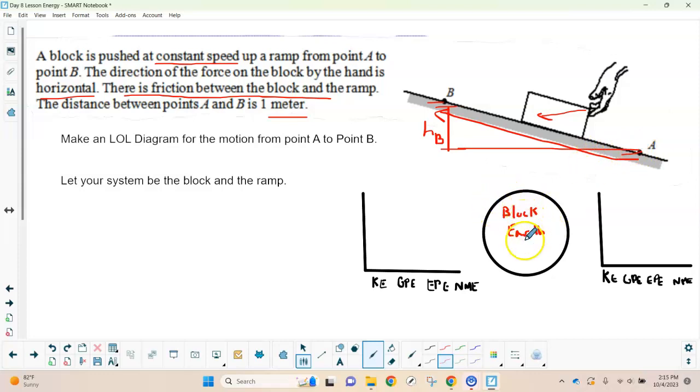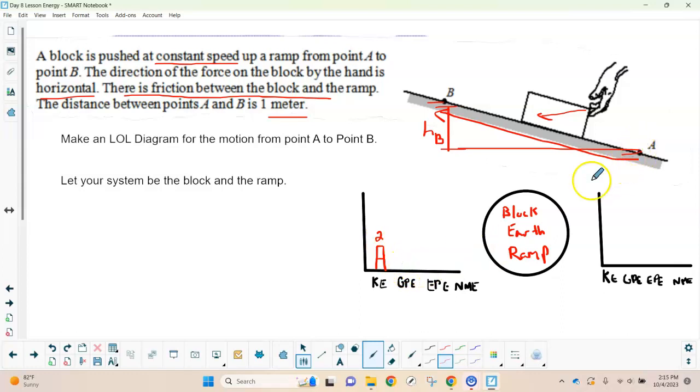And then we can include the ramp itself because there's some friction there, and the work done by friction, as I said earlier, is the thing that's going to do non-mechanical energy. So at point A, it's just moving. It's got kinetic energy. So I'm going to make a bar for kinetic energy. Again, I don't know the amount. I'm just going to say it's 2. So we're just going to make up a number.